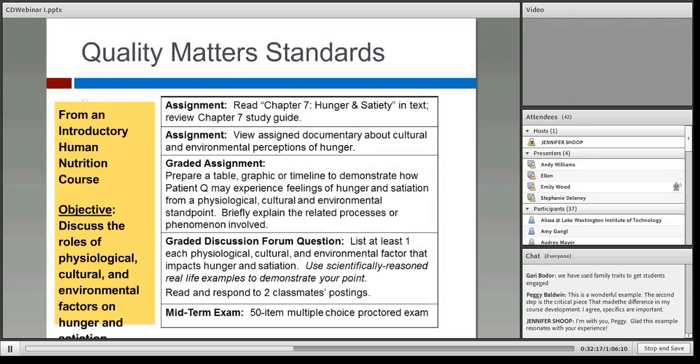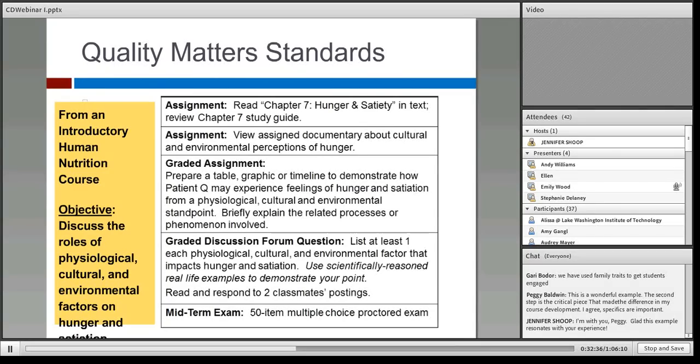And let's just imagine that there's also a graded discussion forum that says list at least one each physiological, cultural, and environmental factor that impacts hunger and satiation. And here is a really key point, which is why I put it in italics. Use scientifically reasoned real-life examples to demonstrate your point.